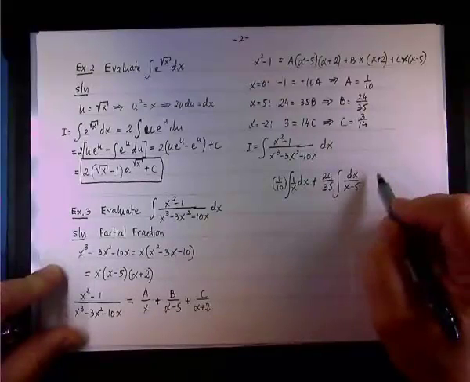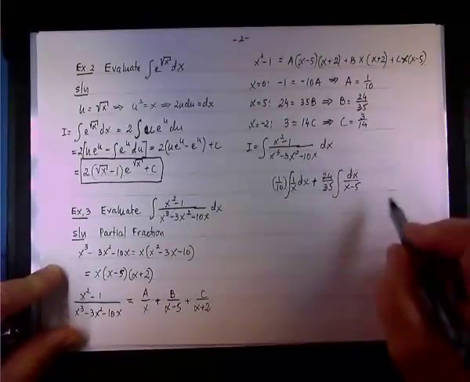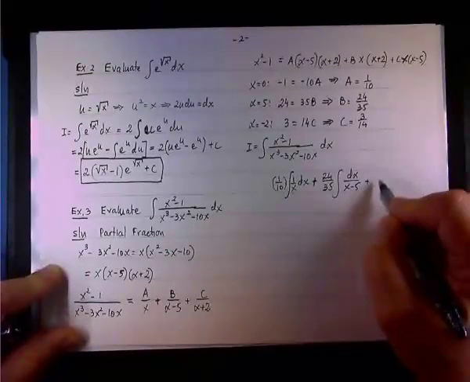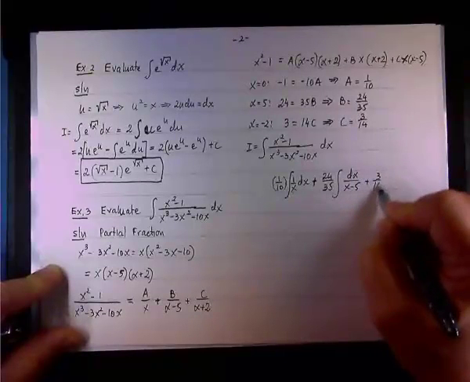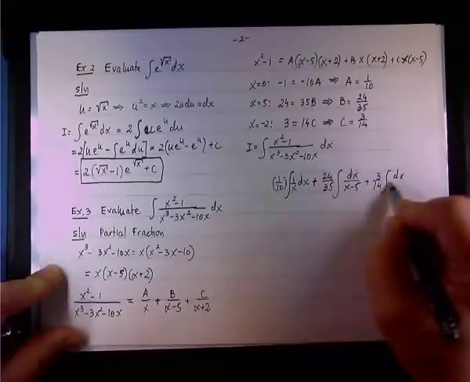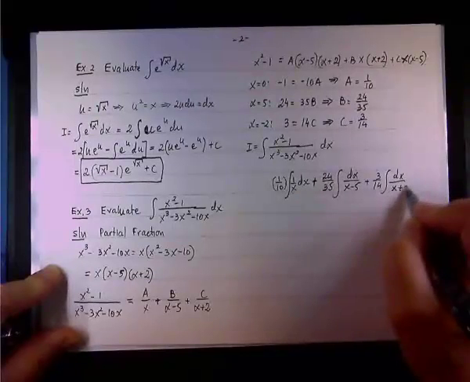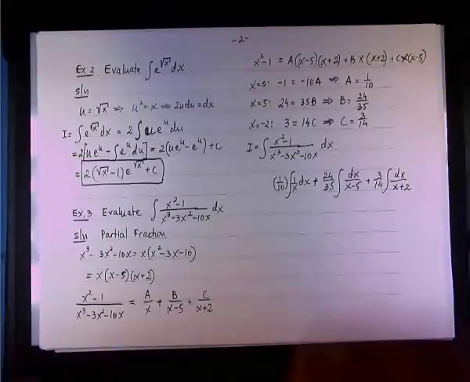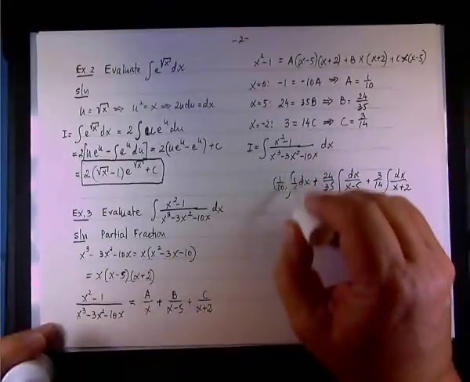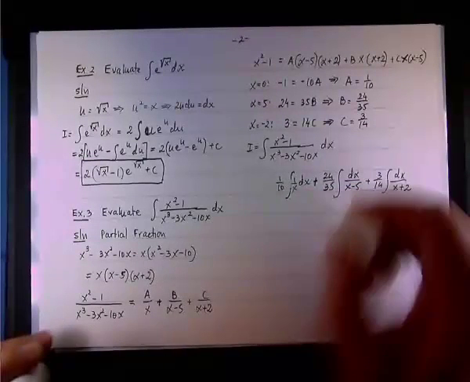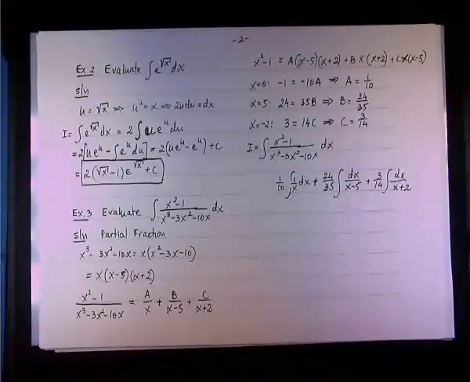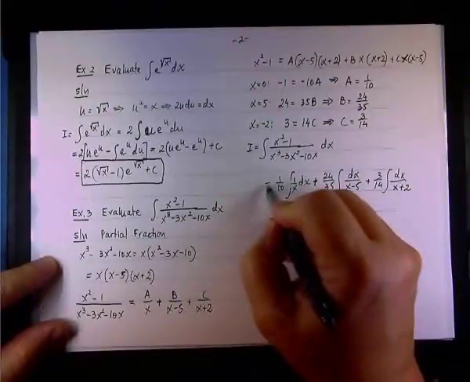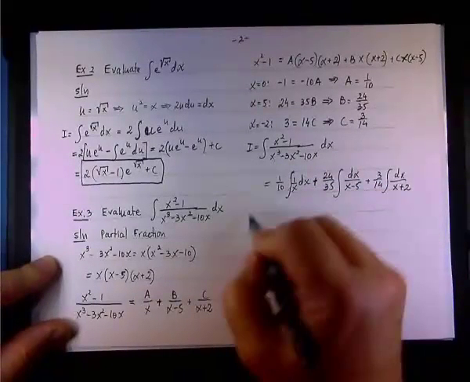And then factor out the 24 over 35. Integral of B is dx over x minus 5. And then, no, nothing is negative here. And then plus C, which is 3 over 14, integral of dx over x plus 2. And those are easy integrals to calculate.